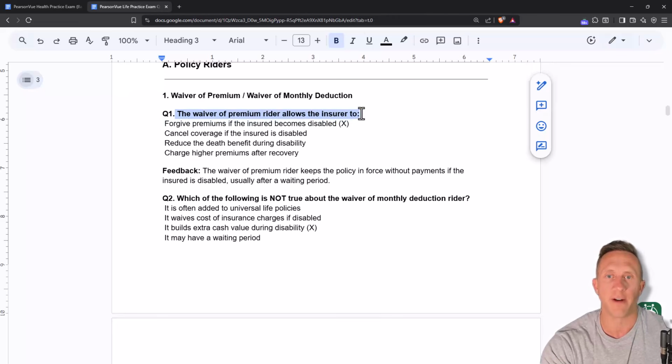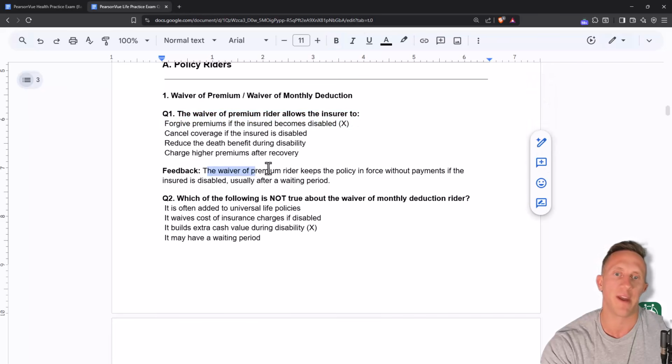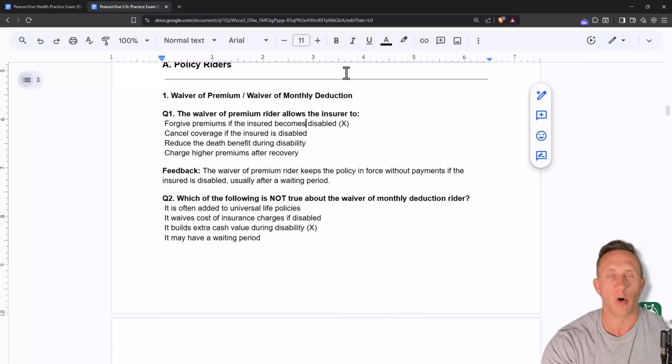Waiver of premium rider allows the insurer to forgive the premiums if the insured becomes disabled. So the waiver of premium rider keeps the policy in force without payments if the insured is disabled, usually after a waiting period.